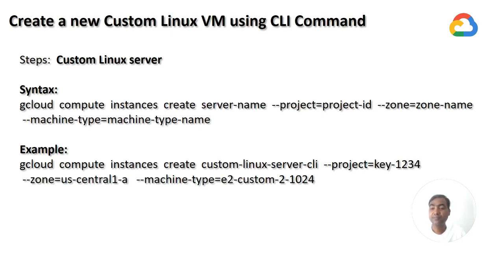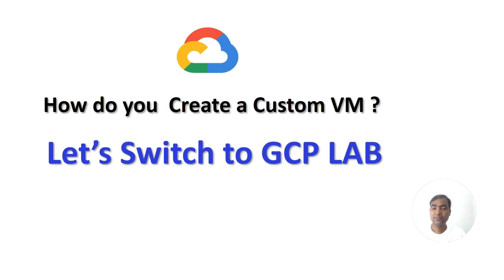As you can see here, gcloud compute instances create, the name of the server is custom-linux-server-cli, and the project ID is as I mentioned here, and I selected the zone US Central 1A. Machine type is e2-custom-2-1024. This is the custom machine type. Guys, let's switch to the GCP console lab so that you can easily understand it.